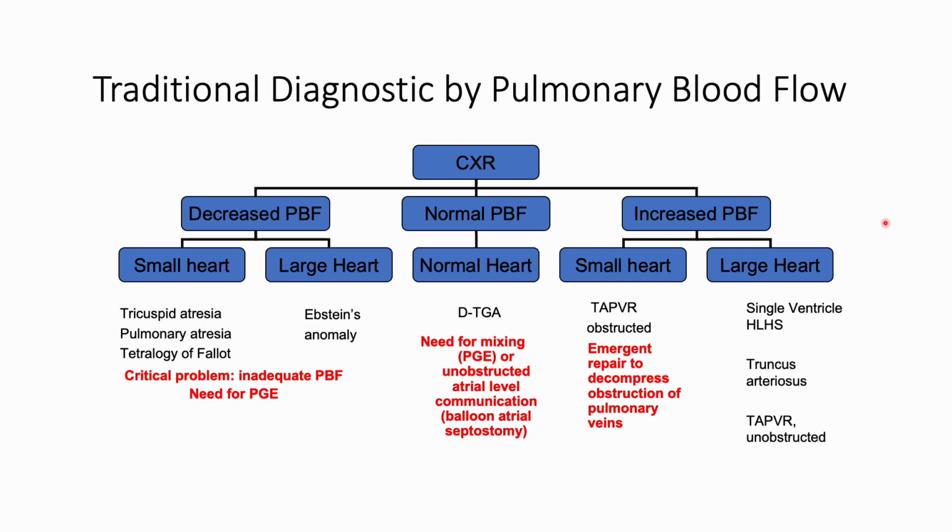And then you can have increased pulmonary blood flow, which again, you look at whether there is a small heart or a large heart. And a small heart can result if there is a total anomalous pulmonary venous return, which is obstructed, so not enough blood goes through to the left side. And then you can have a large heart that you can see in a single ventricle, truncus, or total anomalous pulmonary venous return. So there's some traditional diagnostic methodology of how to diagnose cyanotic heart disease by pulmonary blood flow.